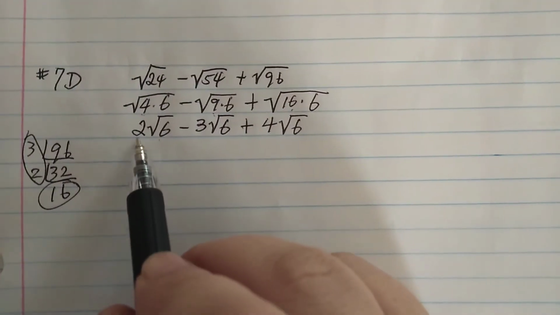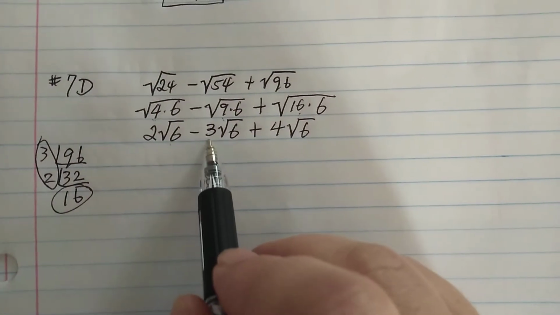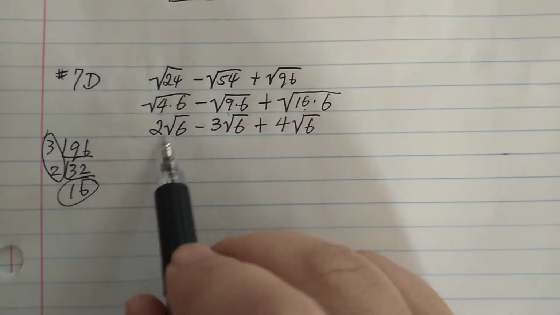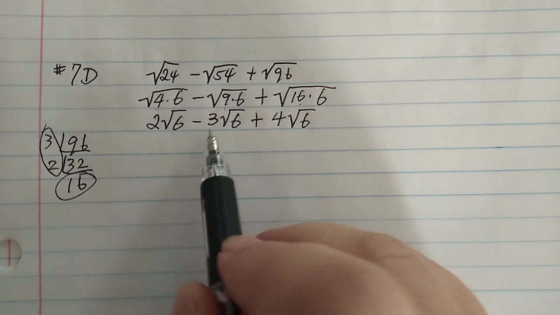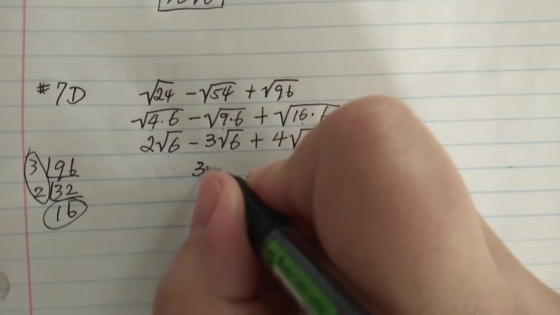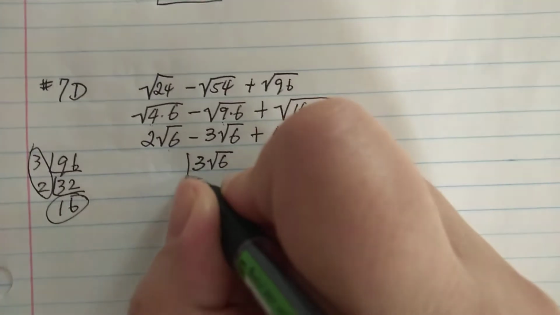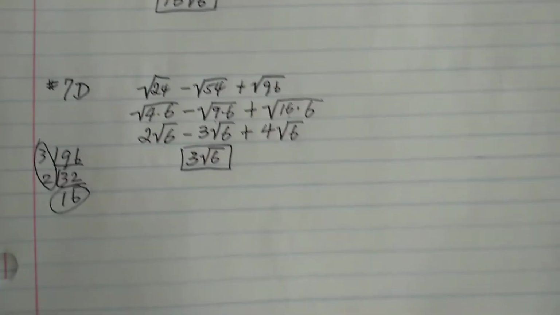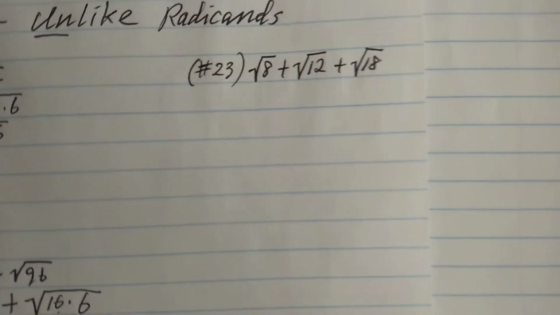So now I can add the 2 with the minus 3 plus 4. So this will give me negative 1. Negative 1 plus 4 is positive 3. So it's positive 3, radical 6. That's my answer. Okay, we're going to do one more.